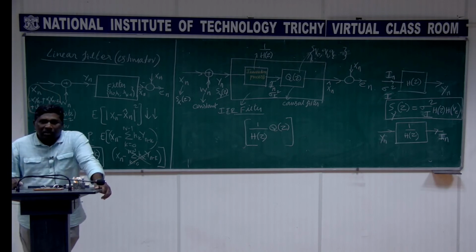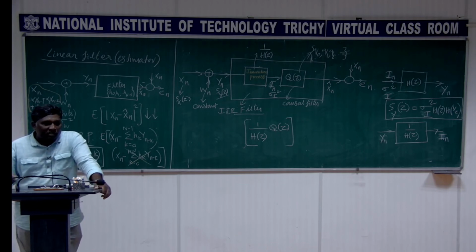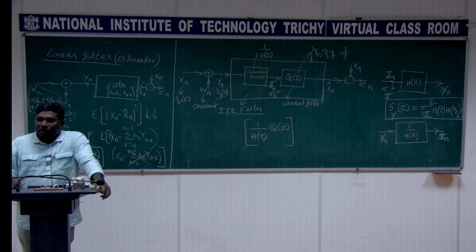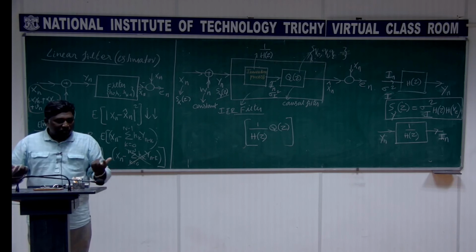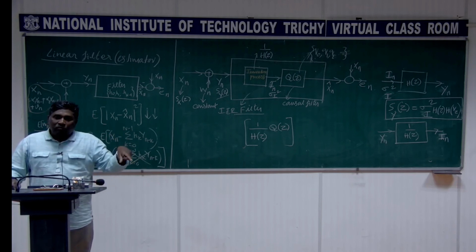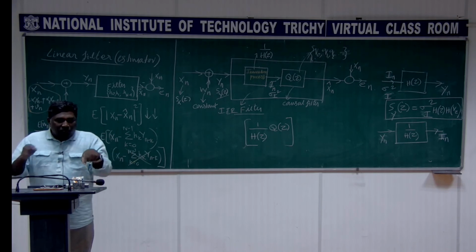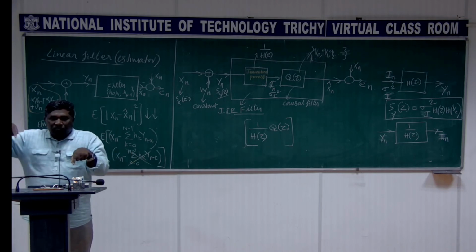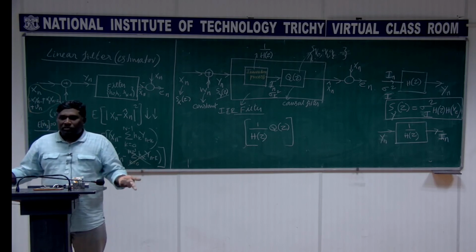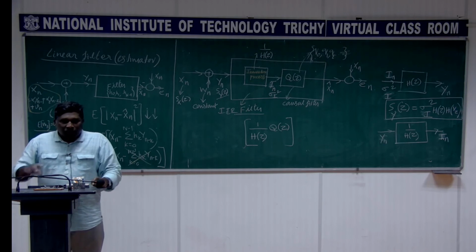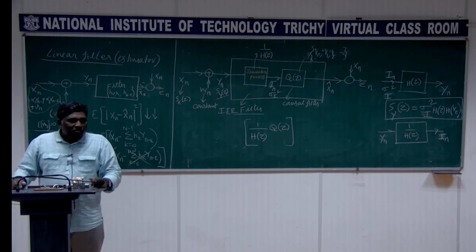Once I know Sy(z), I can represent that Sy(z) as sigma I square H(z) H(1/z). This is what we call the spectral factorization. It is possible to represent the spectral density function in this form, because that is a relationship we already derived. We know that Ry(k) is Rx(k) convolved with h(k) convolved with h(-k). We derived that, isn't it? The same thing is happening. If I take the Z transformation, that convolution becomes a product in the Z domain. That's what you are getting here.